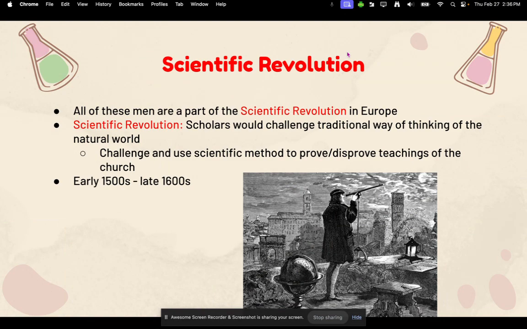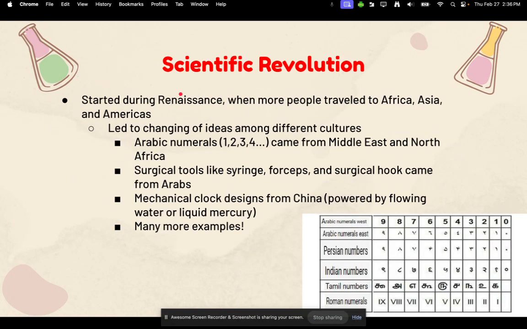So, what is the scientific revolution? All of these men are a part of the scientific revolution in Europe. So, the scientific revolution is when scholars would challenge traditional ways of thinking of the natural world. So they would challenge and use the scientific method to prove or disprove teachings of the church. This really occurred in the early 1500s into the late 1600s. So kind of like right at the end of that Renaissance era.